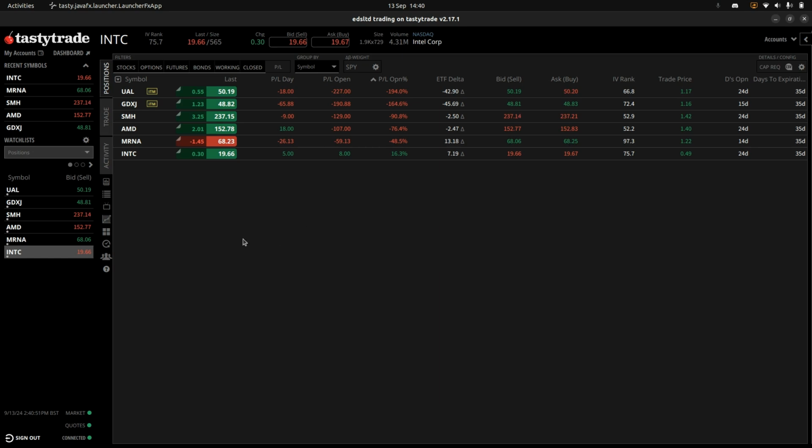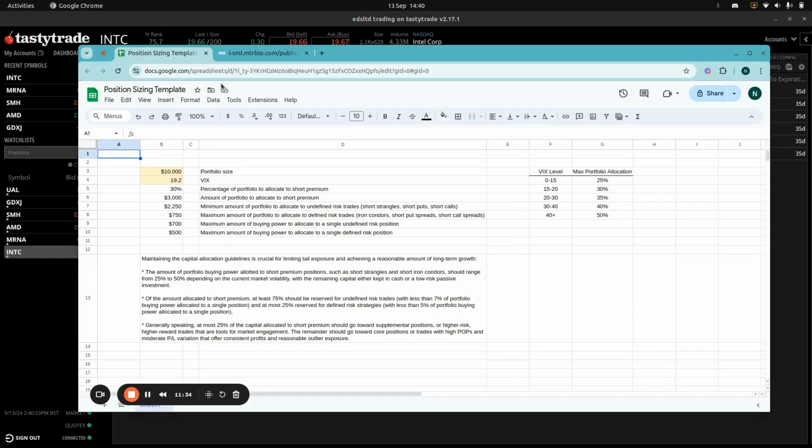So with that being said, the only other thing you need to know is how to size your positions correctly. So we have got a position sizing template for you to use. You can get this completely free of charge. All you need to do is enter in your portfolio size, let's say if it's $15,000, and then you enter in the current VIX level, let's say if it's 14.3. What will then happen is everything below will be automatically calculated for you.